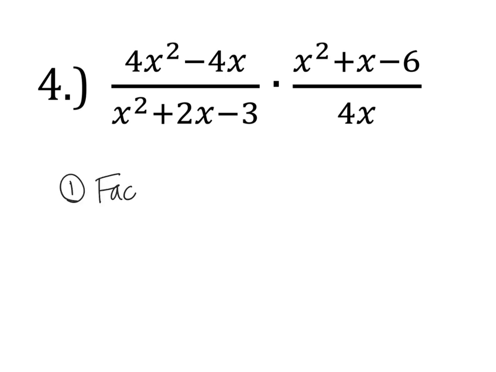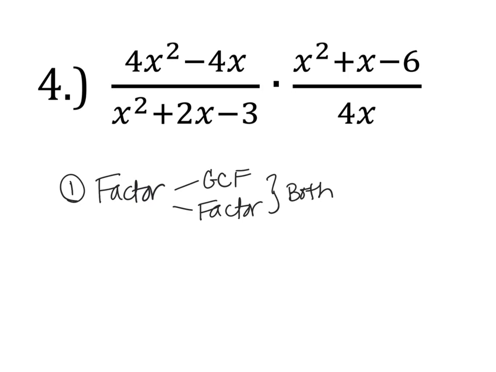And when you factor, there's a couple different kinds. There might be just a GCF. You might just have to factor, or you might have to do both. So depending on the problem, you may have to do one, you may have to do the other, or you may have to do both. So I'm going to first focus on this one up here and see what I have to do.